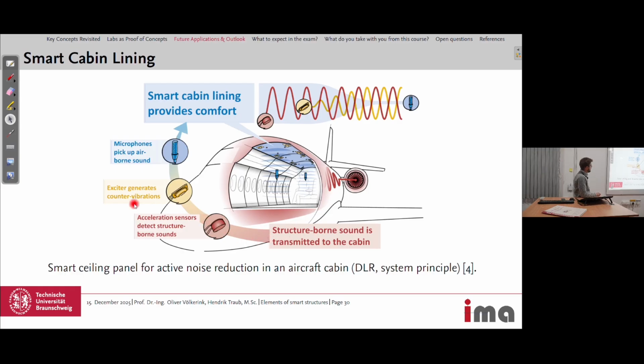This structure-borne sound is detected with acceleration sensors, and like we saw in the lecture today on active vibration control, we use exciters to generate counter vibrations. In addition, there were microphones installed in the cabin to pick up the airborne sound, so really the noise the passengers would hear. The aim is to reduce the structure-borne sound, which then leads to an airborne sound, and improve passenger comfort with these smart ceiling panels. All of these sensors and also the exciters were placed in these ceiling panels here in blue.